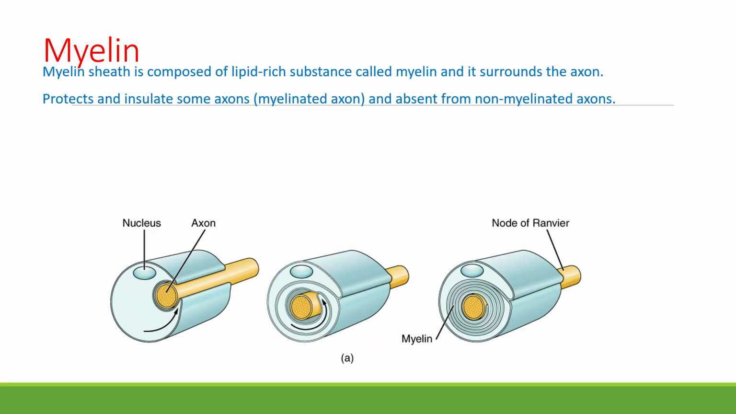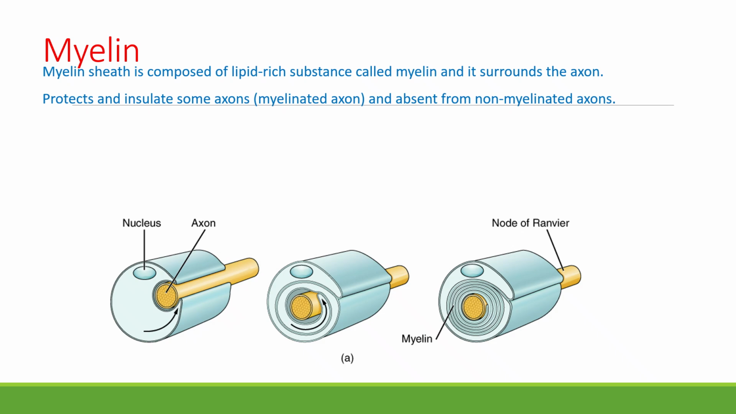I've talked a little bit about myelin, and let's talk about it a little bit more. Myelin is used to create a myelin sheath. It is a lipid-rich substance that surrounds the axon. It protects and insulates some axons and is absent in what they call non-myelinated axons. So when we talk about myelination of an axon, not all axons are myelinated. Only some of them are.